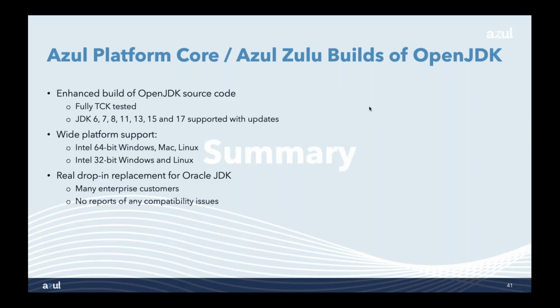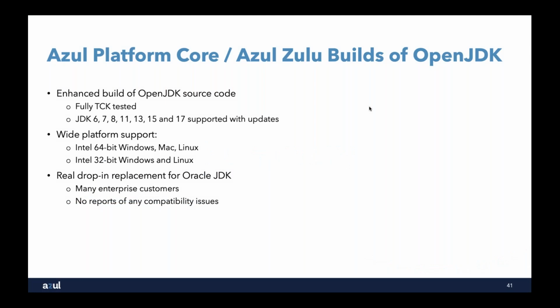Just to summarize then, a few words about what we do at Azul in terms of our builds of OpenJDK. We have Zulu builds of OpenJDK. These are our fully TCK tested, enhanced builds of OpenJDK. We go back in terms of support all the way to JDK 6. So we have 6, 7, 8, 11, 13, 15, and now 17 supported with updates.